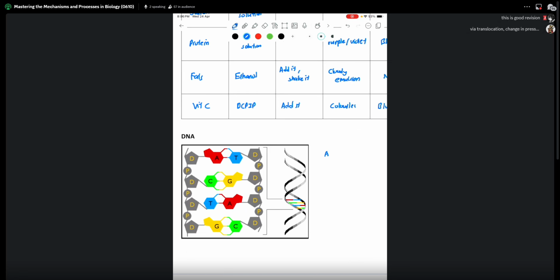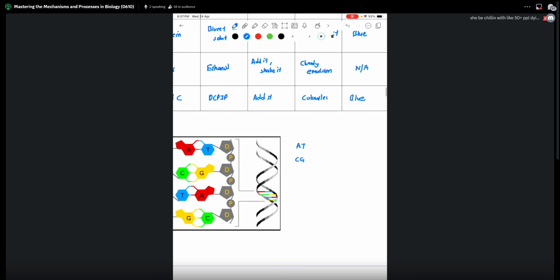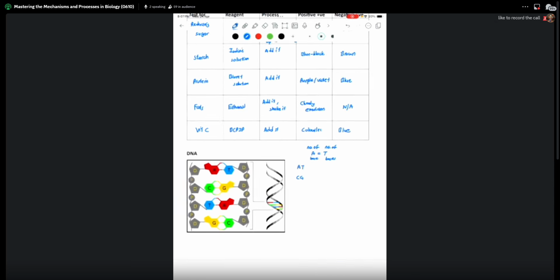Please remember this, that A binds with T, C binds with G. So there are some calculation questions which relate to, for example, A has this amount of bases and how many bases will G have, something like that. So make sure that you know that the amount of A is equal to the amount of T. The number of A bases is equal to T bases. So it's always equal. All right. So that's it. Very simple.